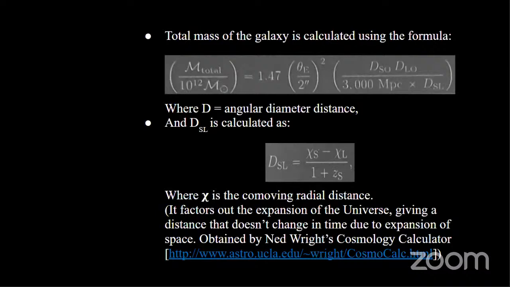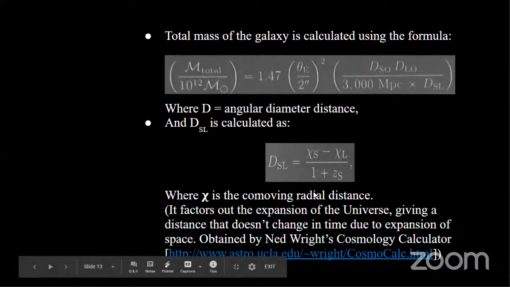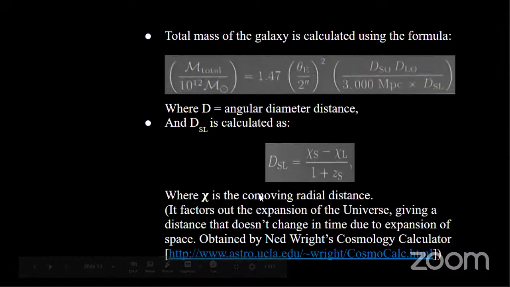As Sukhwinder mentioned in a slide as well, the distance between the source and the observer is not quite equal to the distance of source and lens plus lens and observer, because the universe is expanding. The galaxies are being redshifted and the distance between them is not the same. That's why they do not equate to the sum of these two. Hence we use this cosmology calculator, in which we put the specific values of omega vacuum and omega m.